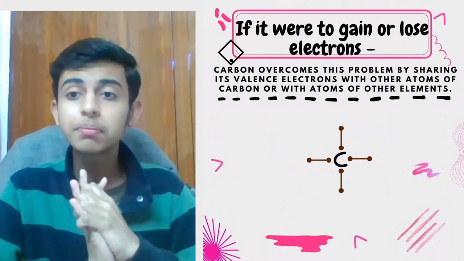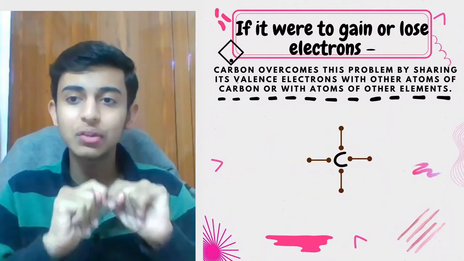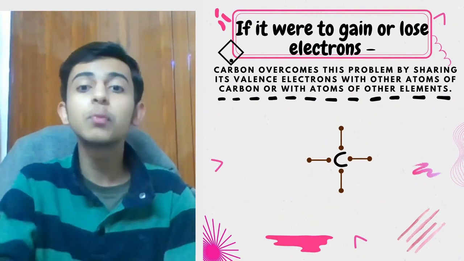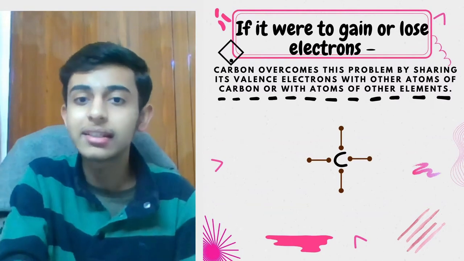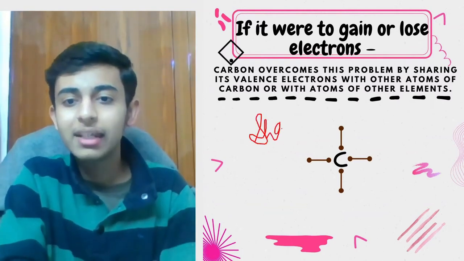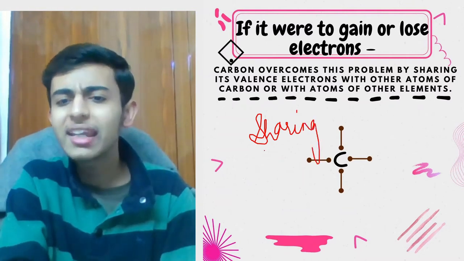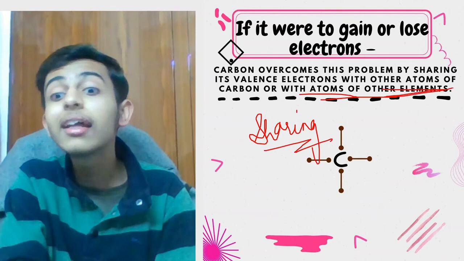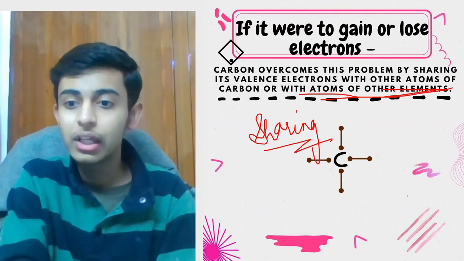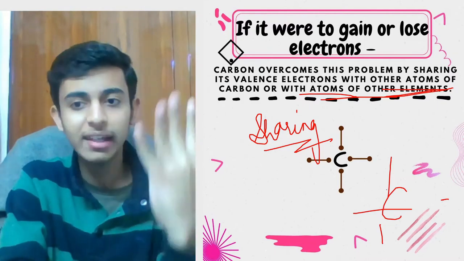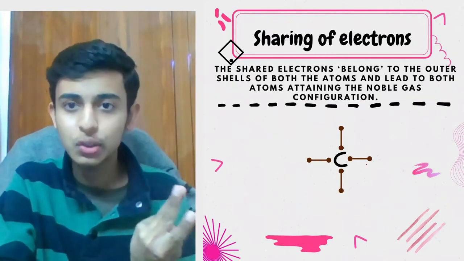Carbon overcomes this problem by sharing its valence electrons with other atoms of carbon or with atoms of other elements. So what carbon does is share its electrons. Clear? This is the property which carbon has, because sharing is caring, right? You all agree on it. So in this way, carbon shares, with a valency of 4. I'll teach you how to do that.